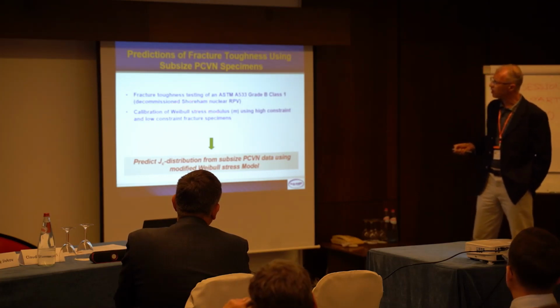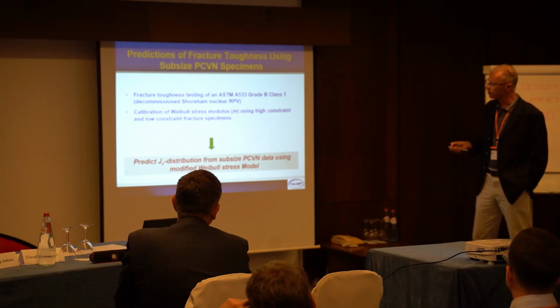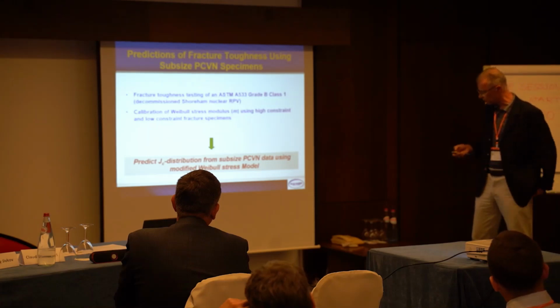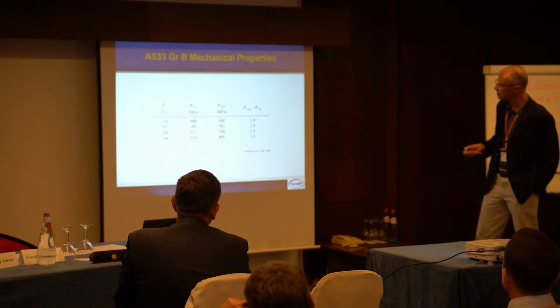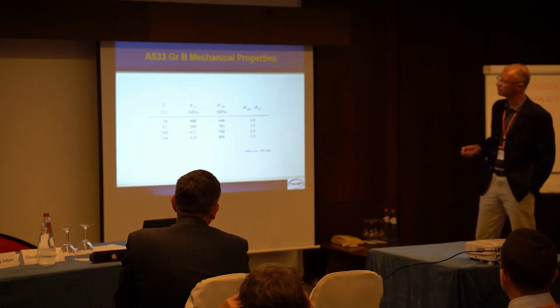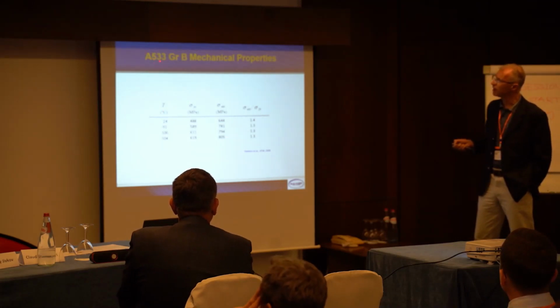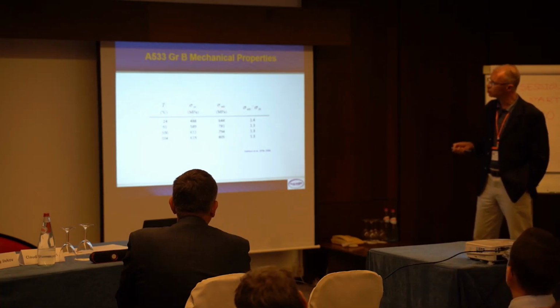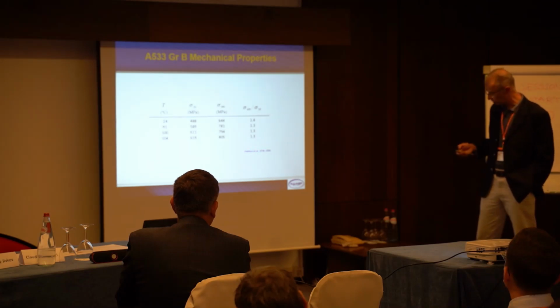Then we're going to calibrate the Weibull stress model, which is the key parameter, and then predict the distribution of a large specimen using the subsized pre-cracked Charpy specimen. This is the material data here. It's a standard A533 Grade B steel, with the yield strength and the ultimate strength for the various test temperatures. This is from the paper of Ruggieri and Odette, Engineering Fracture Mechanics, 2006.